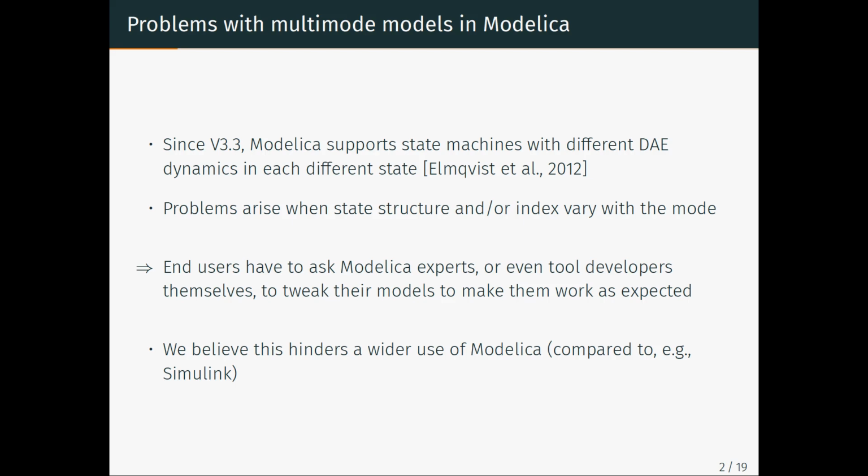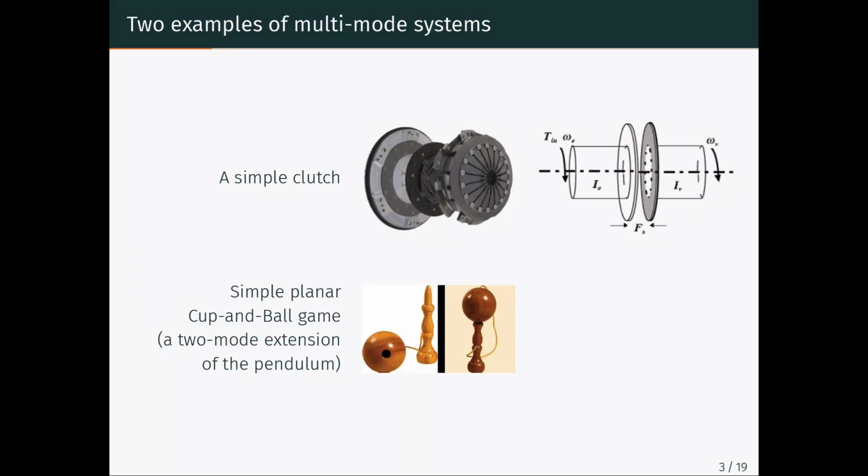From the user's point of view, models that seem perfectly sound and physically meaningful may or may not be correctly handled by Modelica tools, as there's no simple characterization of problematic multimode models. We believe that this hinders the wider spreading of Modelica tools, which is why our work aims at providing algorithms for the correct compilation of multimode Modelica models. In the paper, we take a close look at two small but representative examples of multimode models that are not well handled by most Modelica tools.